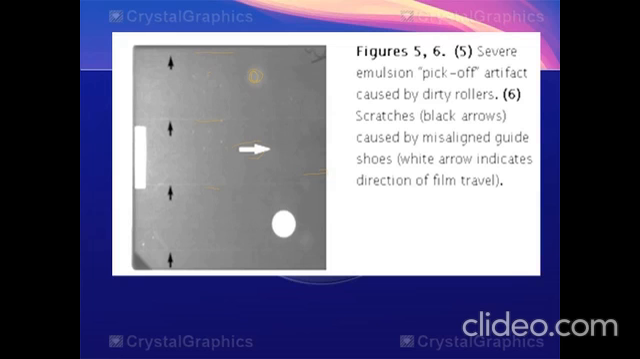And then this artifact is caused by a guide shoe. This also is an example of an emulsion pick-off caused by dirty rollers. It is called emulsion pick-off because it has picked off the dirt or the sludge from the rollers and it has been carried over here. So it is a reduced optical density in this case.